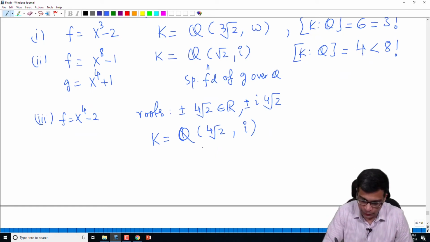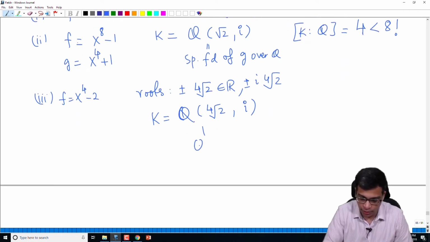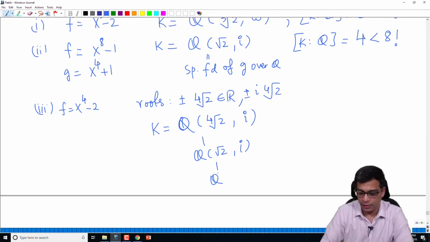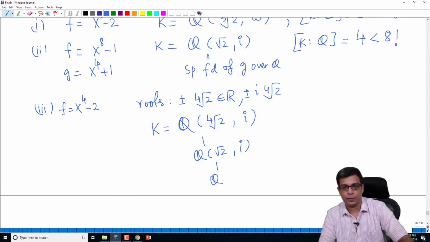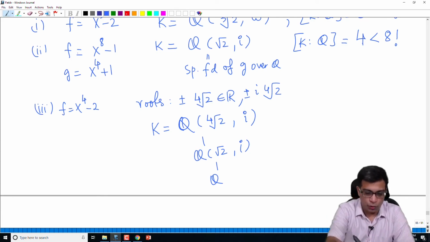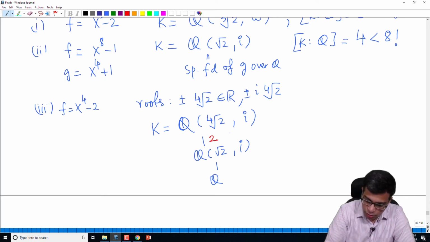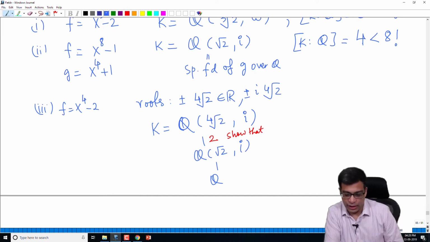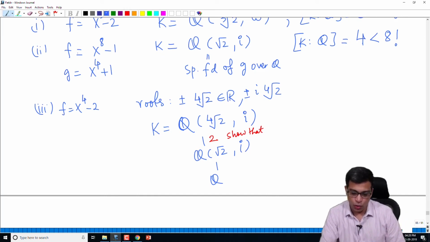So this, if you think for a minute, is actually an extension of Q, root 2, root I, because I is already there, and here you are adding a square root of something that's already here. Fourth root of 2 is nothing but square root of root 2. So an exercise for you is to show that this is 2. Very easy exercise, right? Because really I is already there in both fields. This whole field is obtained by adding a square root of root 2.